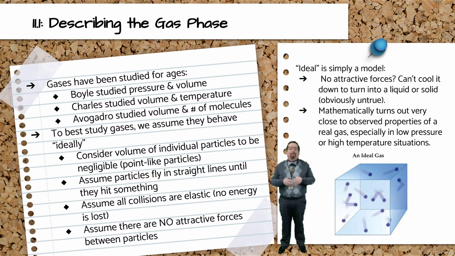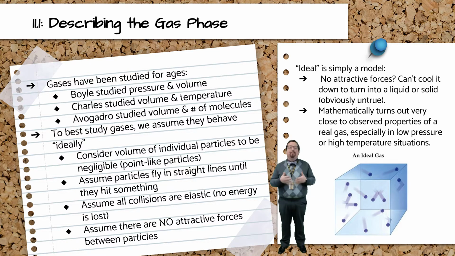Lastly, and probably most importantly, we have to assume that there are absolutely no intermolecular forces of attraction between the particles. That's a lot of assumptions to make, but making these assumptions really helps us to relate the different properties of a gas all into one simple equation. We're going to continue on with these assumptions until the last section of this chapter, but keep it in the back of your mind that an ideal gas is simply a model.